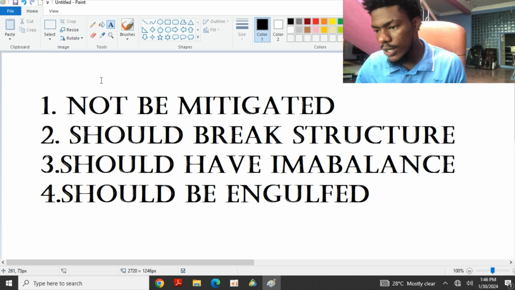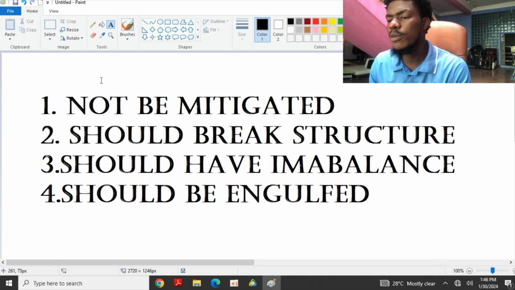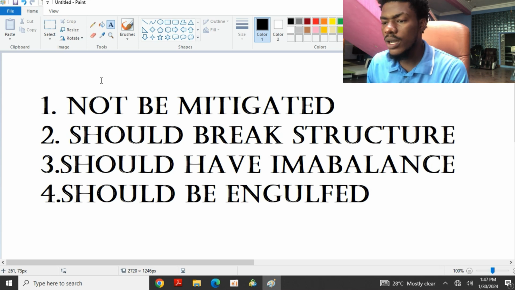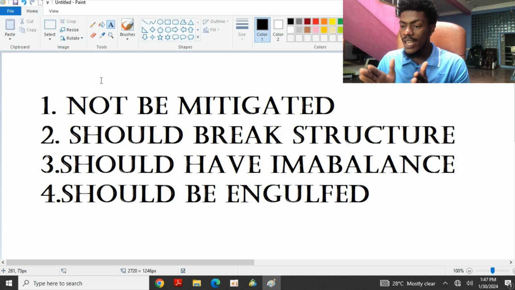Now, these are the four main properties you should look out for before marking out an order block. What an order block should have before it should be called a valid order block.